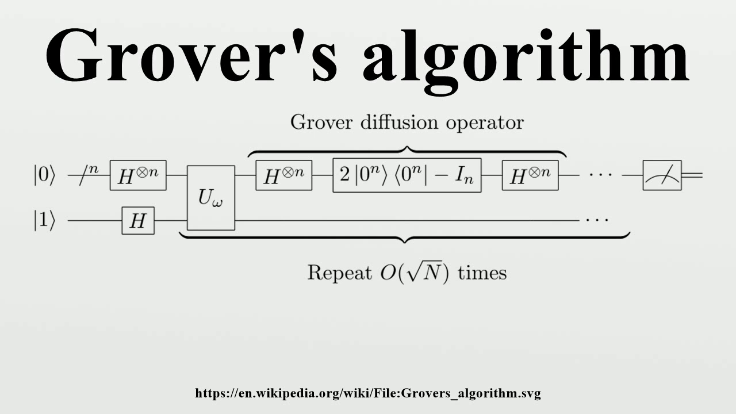Setup. Consider an unsorted database with N entries. The algorithm requires an N-dimensional state space H, which can be supplied by n equals log2 N qubits. Consider the problem of determining the index of the database entry which satisfies some search criterion. Let f be the function which maps database entries to 0 or 1, where f(x) equals 1 if and only if x satisfies the search criterion. We are provided with access to a subroutine in the form of a unitary operator, U omega, which acts as follows. Our goal is to identify the index omega.